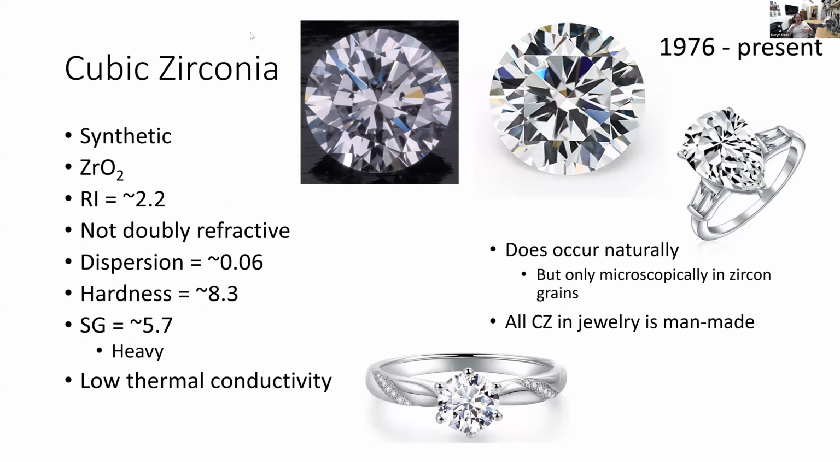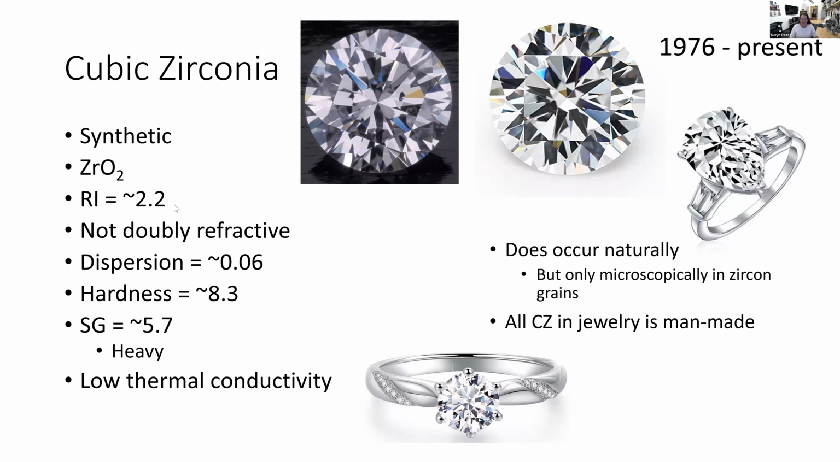Now we get to the ones that you're probably familiar with, okay? Cubic zirconia is probably the one that you have heard the most about. Now, cubic zirconia is, let me try that again, synthetically made, but the thing you have to remember is that it actually does occur naturally, but only microscopically. So none of the CZ, none of the cubic zirconia you see in jewelry is ever natural. It's always man-made. So cubic zirconia is actually zirconium and oxygen.